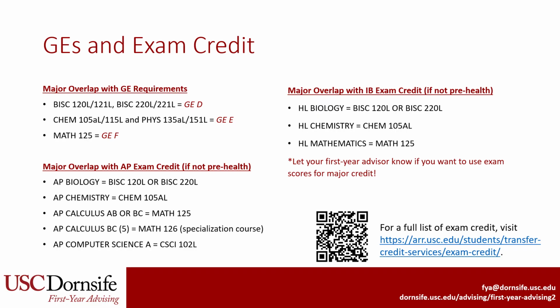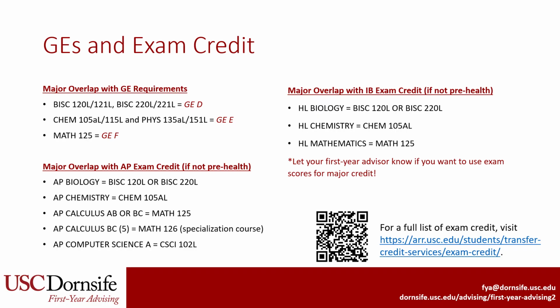Some of the major requirements for QBio overlap with GE requirements. GE-D can be satisfied by the biology coursework, GE-E by chemistry or physics, and GE-F by calculus. If you are not pre-health, credit from certain AP and IB exams can also satisfy major requirements. If you are pre-health, we recommend that you take these courses in college because medical schools and health professional schools may not accept AP or IB scores for these common preparatory classes. If you have questions about this, please reach out to Pre-Health Advising for their recommendations.